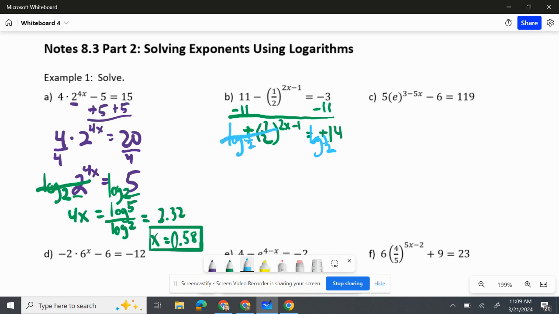And so the 1/2s cancel, and I'm left with the exponent, which is 2x minus 1. I use the change of base formula, log of 14 divided by log of 1/2. And log of 14 divided by log of 1/2 is negative 3.81. Then I'm going to add 1. So that gives me 2x is equal to negative 2.81. Then I'm going to divide by 2, and I get x is equal to negative 1.40.